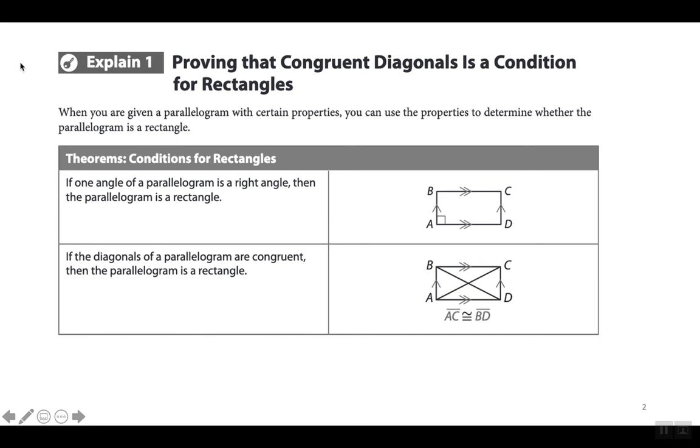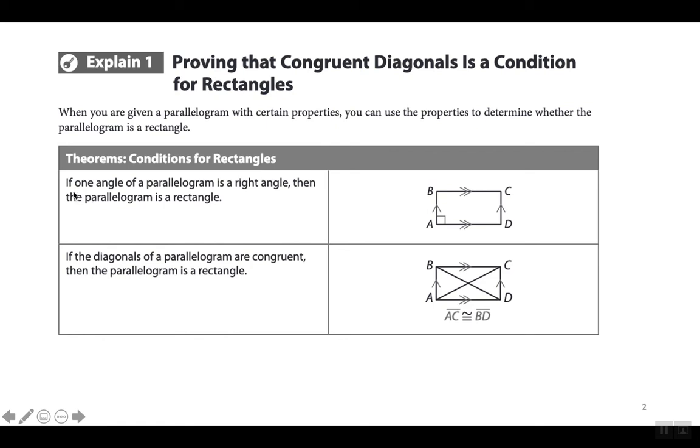Okay, so in this chapter, we're going to look at conditions that have to exist in order for us to determine whether we have a rectangle, a rhombus, or a square. On this first slide, let's look at two conditions that if they exist, they confirm that we have a rectangle. All right, so we have these two theorems, and it says conditions for rectangles.